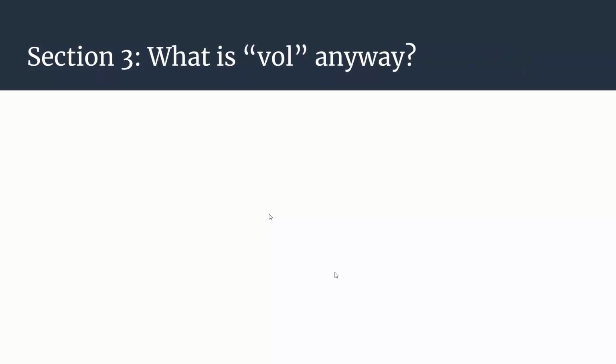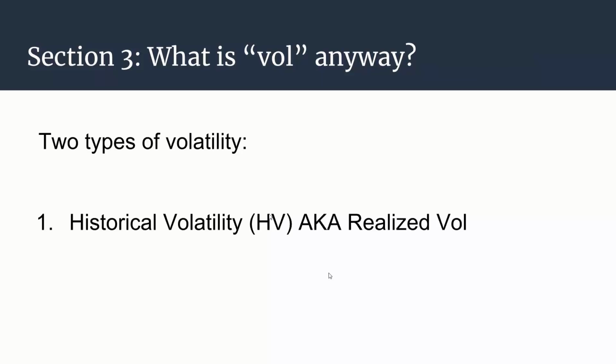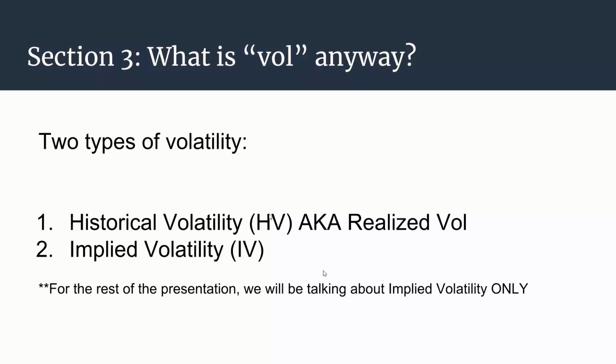All right, so what is vol? There are two types of volatility. There is what we call historic volatility, which is also known as realized volatility. That is what already happened, right? Depending on which method you use, it's basically a trailing calculation of how volatile whatever underlying you're trading is. So that is the vol that has already happened. And then there's implied volatility, which is forward-looking, abbreviated IV, and that is what we'll be talking about for the rest of the presentation. So historical volatility is backward-looking and implied vol is forward-looking, and everything we'll be talking about from here on out is implied vol.